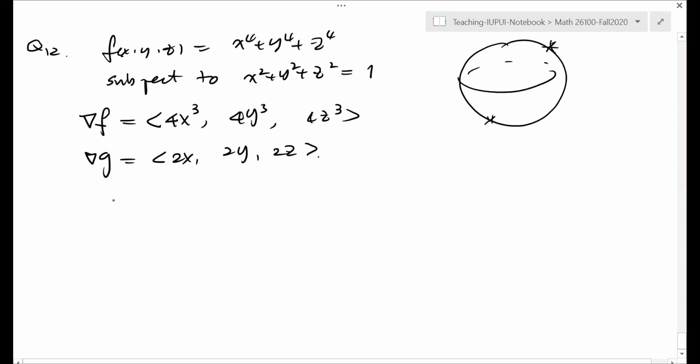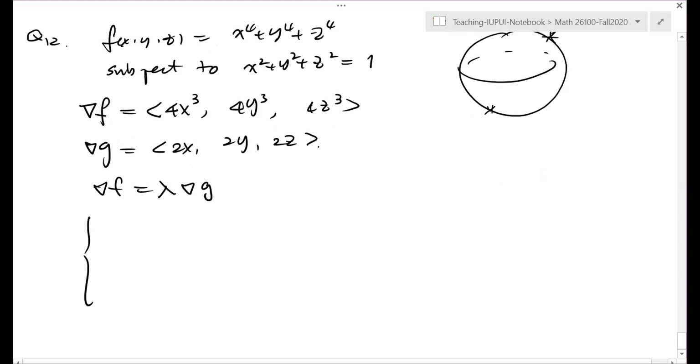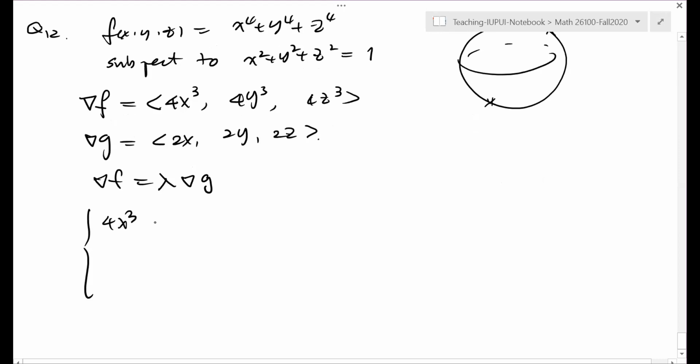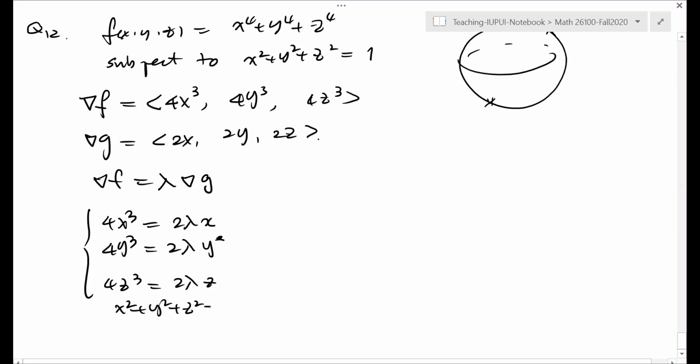So the gradient of f should be equal to lambda times the gradient of g. And then I should have 3 equations. 4x cubed equals 2 lambda x, 4y cubed equals 2 lambda y, right? 4z cubed equals 2 lambda z. And I also have x squared plus y squared plus z squared equals 1.